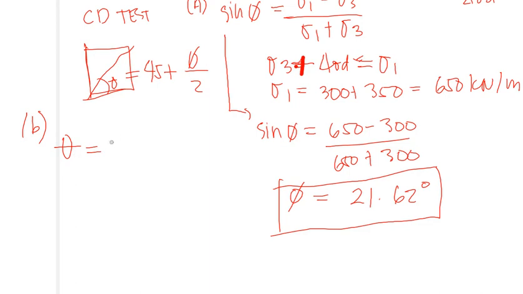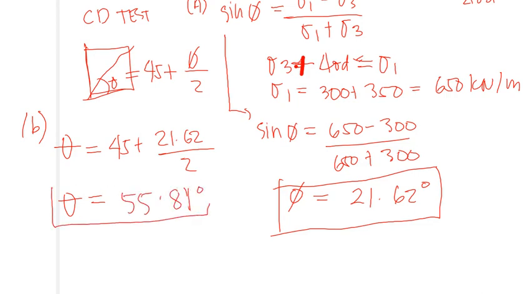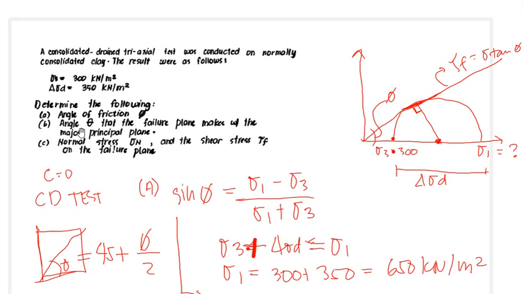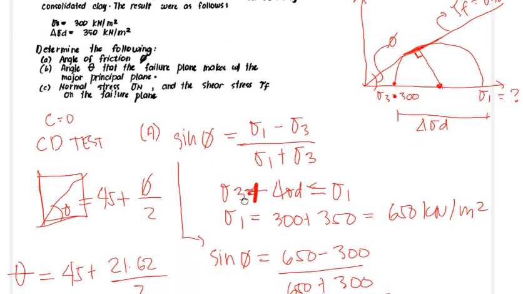Our phi is 21.62. So we have 45 plus 21.62 over 2. Our theta is equal to 55.81 degrees. Kindly check if my calculation is correct. So that is for letter B, our angle that the failure plane makes with the major principal axis.